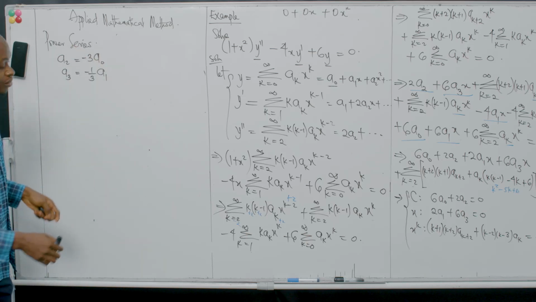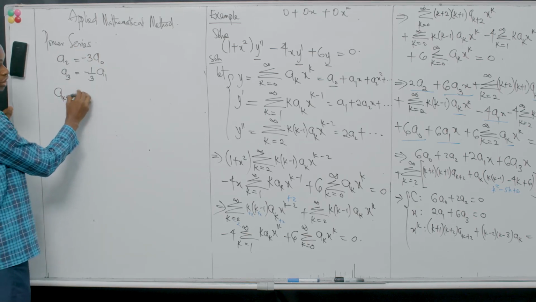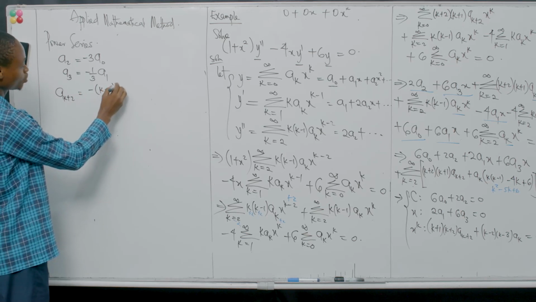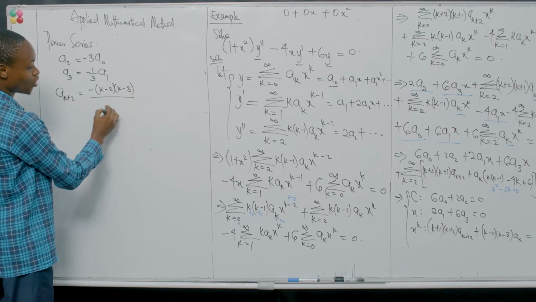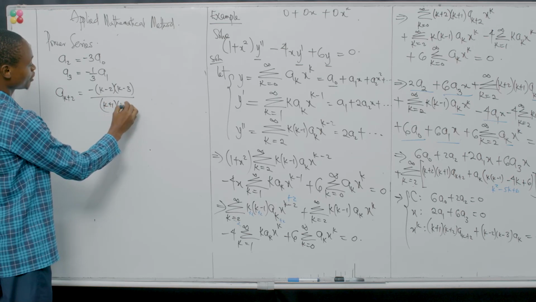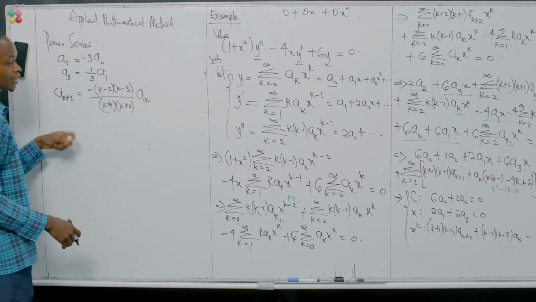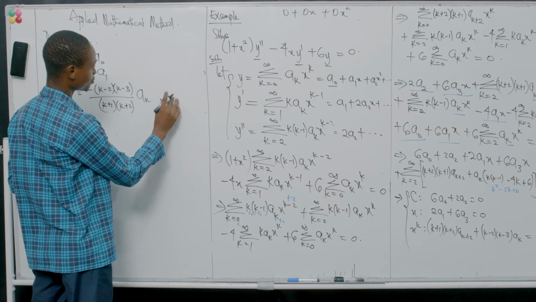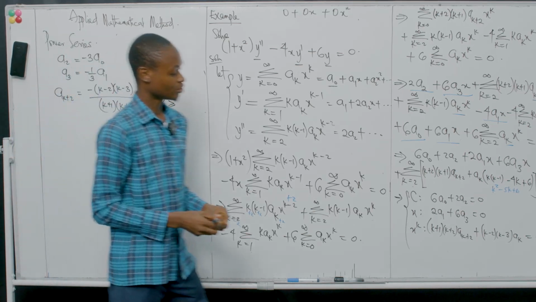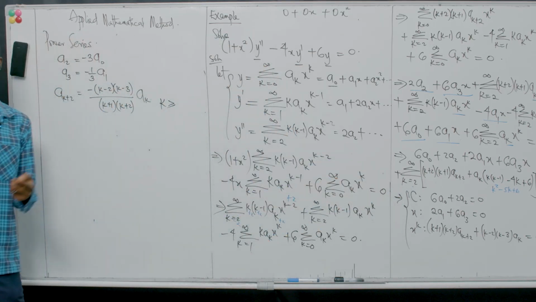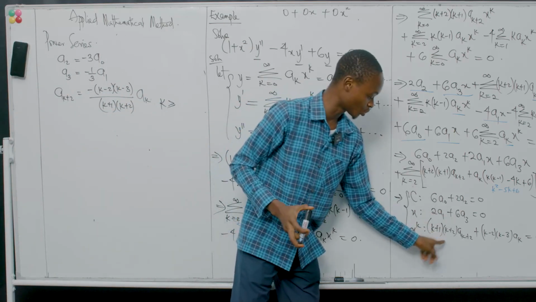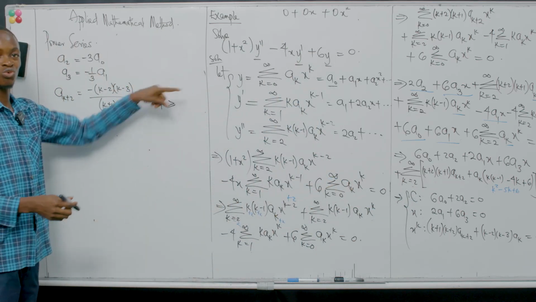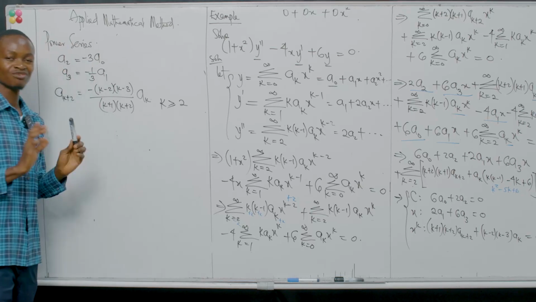From the third equation, I will have that a_(k+2) is equal to minus (k minus 2)(k minus 3) all divided by (k+1)(k+2), times a_k. And where would this k value start from? This k value will start from greater than or equal to... where exactly did they start recurring the values from? The sum that brought this equation started from k equal to 2. So obviously when you pick the counter here, it will also be greater than or equal to 2, which is a very, very important concept.